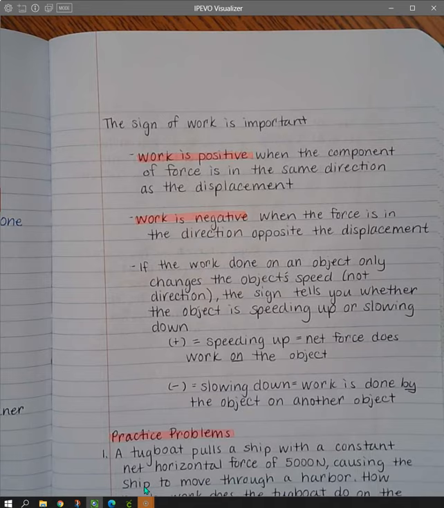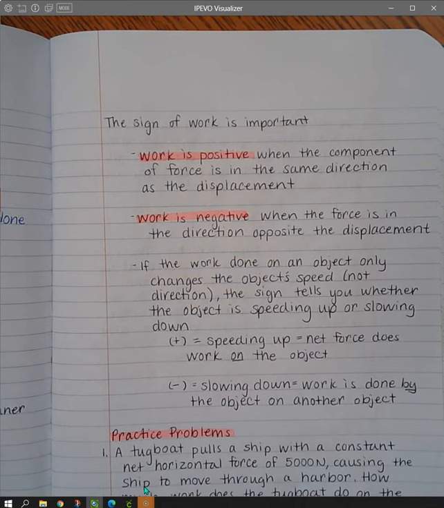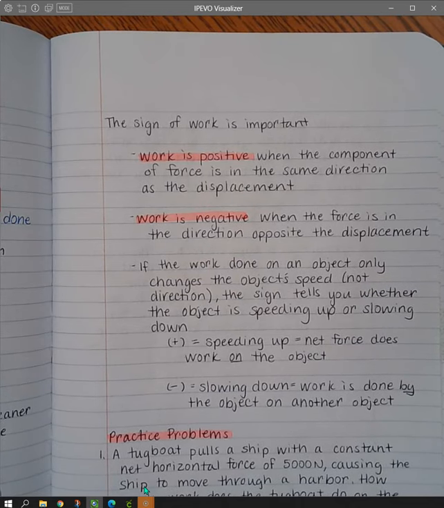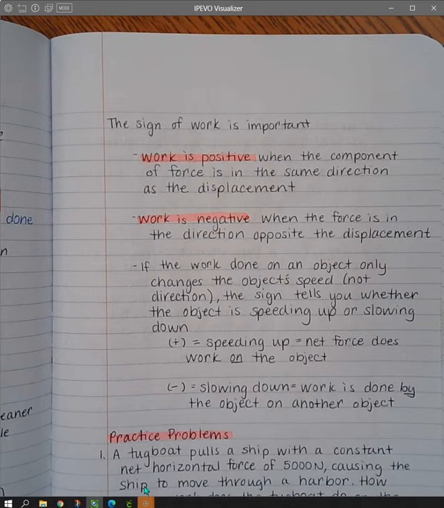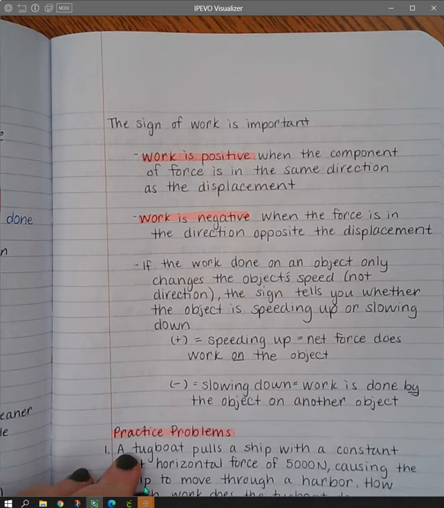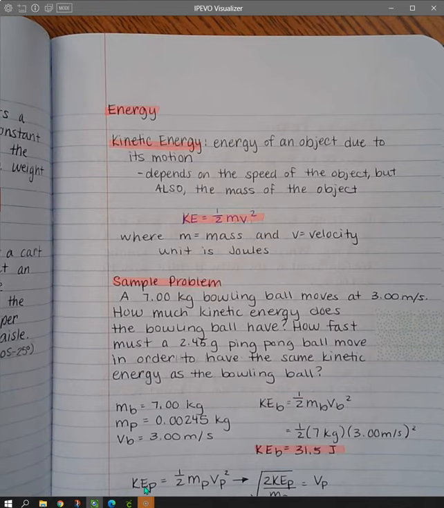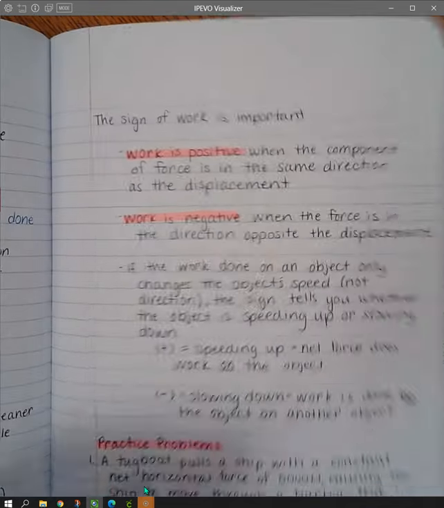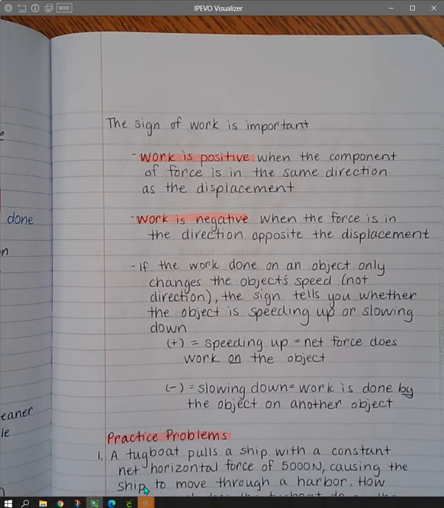And then if the work that's done on an object only changes the object's speed without changing any direction, the sign will tell you whether the object is speeding up or slowing down. Obviously a positive would be that the object is speeding up, and a negative would be that the object is slowing down. These topics of the sign of work are something that we'll go over in more detail on Monday, and then we're also going to cover energy on Monday. Energy being kinetic energy and potential energy. So I'll give a more detailed lecture in our Zoom class about signs of work, and then we'll move into energy.